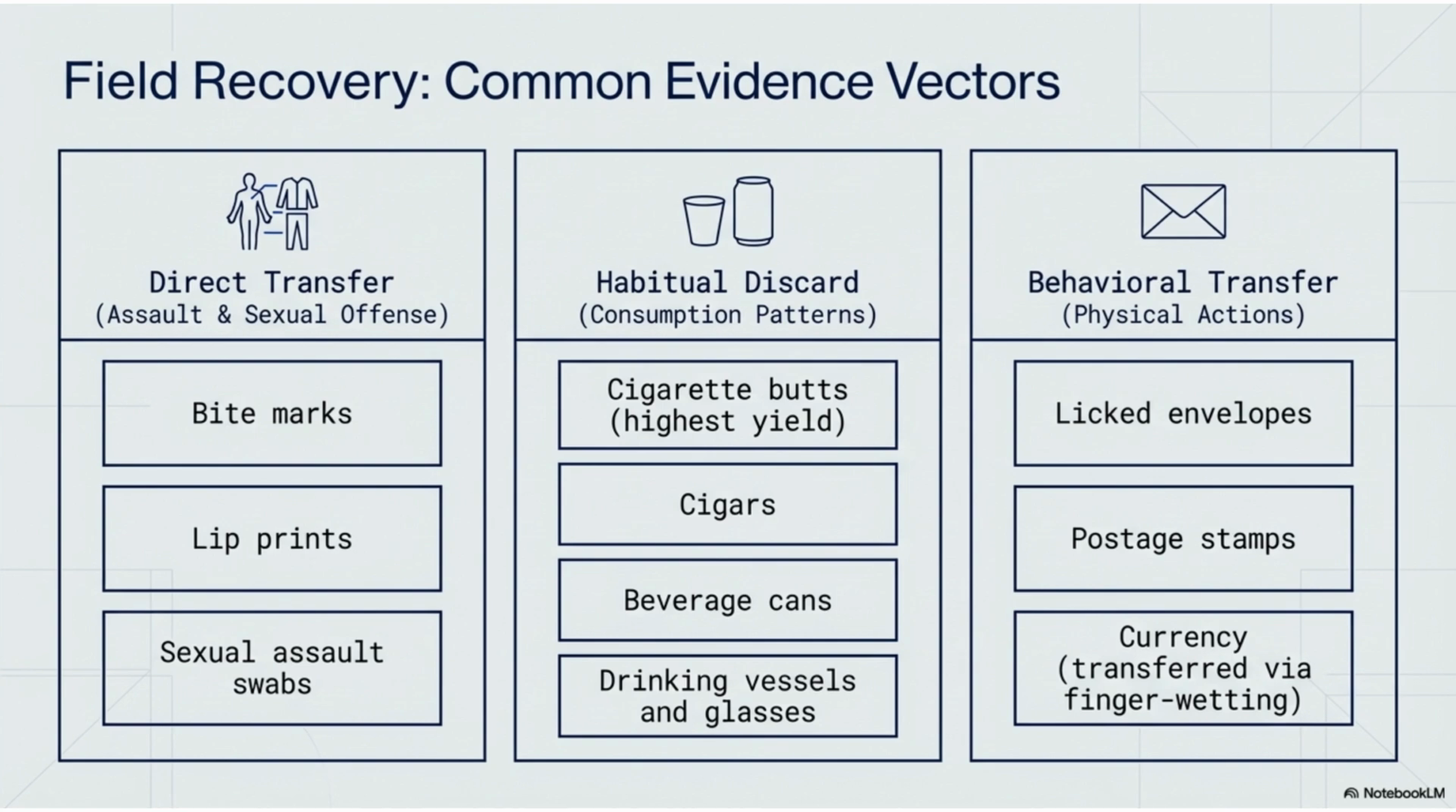Saliva evidence is recovered through three common vectors: direct transfer, such as bite marks or sexual assault swabs; habitual discard, including cigarette butts and beverage cans; and behavioral transfer, like licked envelopes or currency.